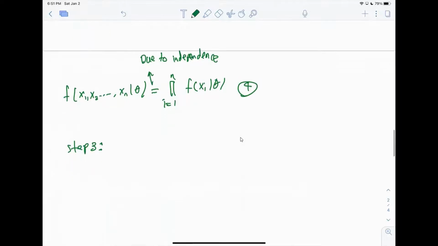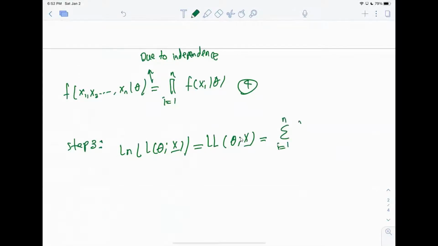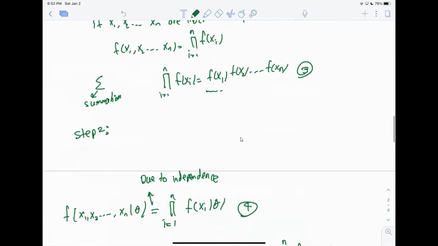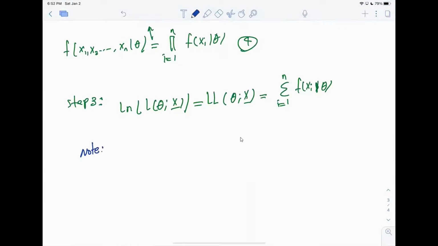So let's go ahead and take the natural log here. We take the ln, the natural log, of L of theta. This is usually known as the log likelihood. You have seen it perhaps a lot. This is called the log likelihood. This one is going to be the summation, i from 1 to n, of ln f of xi. Why is that? I'm going to show it here. I'm going to write another note here. I want to take the natural log of this quantity.